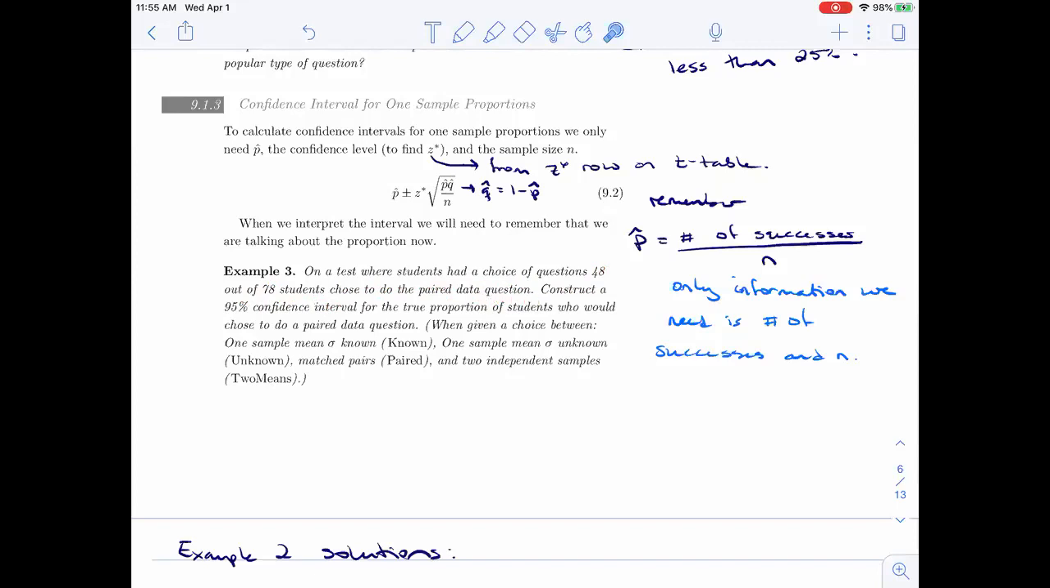And so 48 over 78 is going to be 61.5%. Our proportion is different because we're just talking about 48 out of 78 students who chose to do the paired data, as opposed to 48 out of 156 questions answered being paired data questions. So it just depends on what we're talking about. Construct a 95% confidence interval for the true proportion of students who would choose to do a paired data question.